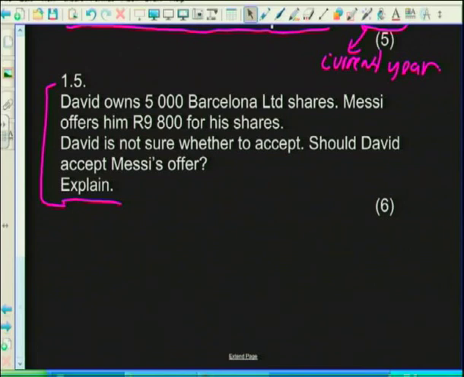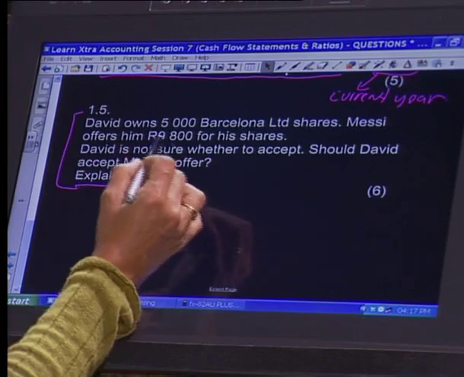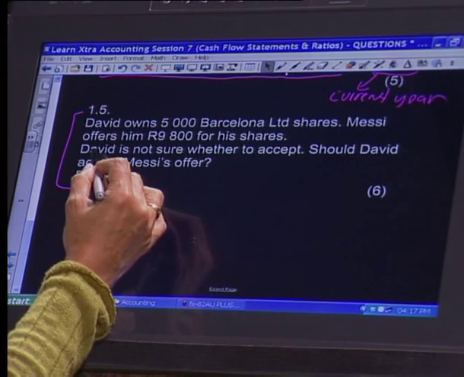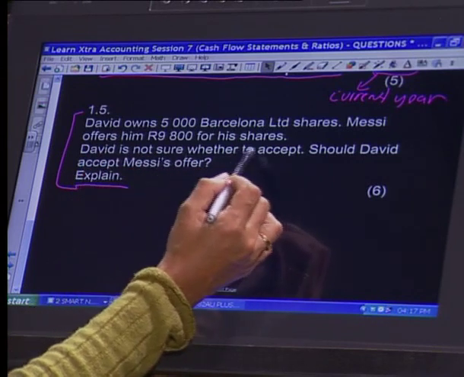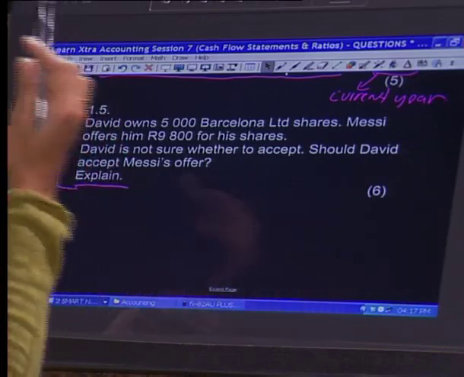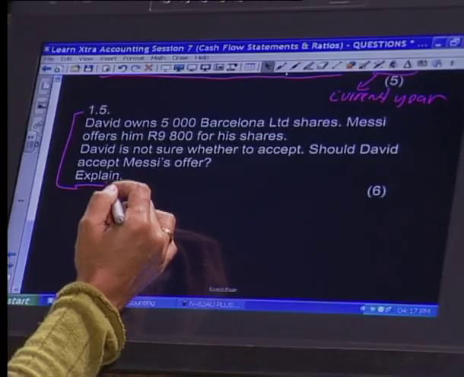Your next question, 1.5. Let's read once again. David owns 5,000 Barcelona Limited shares. Mercy offers him 9,800 Rand for his shares. We are then asked, David is not sure whether to accept. In other words, should he accept Mercy's offer? So there he's got 5,000 shares. Mercy now comes along and offers him 9,800 Rand for his shares. Should he accept this offer or not? We are now required to explain.